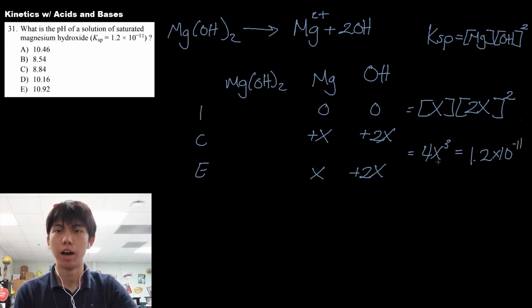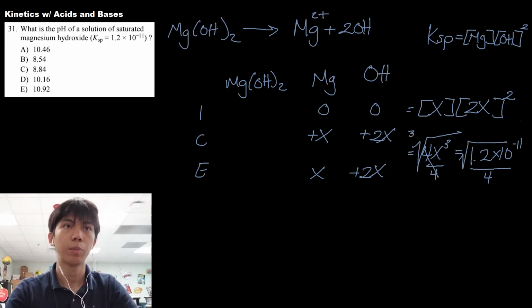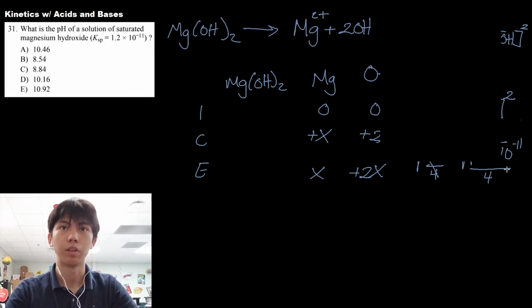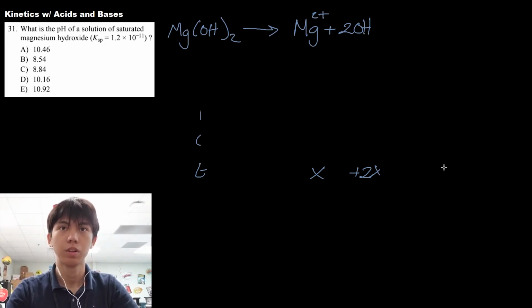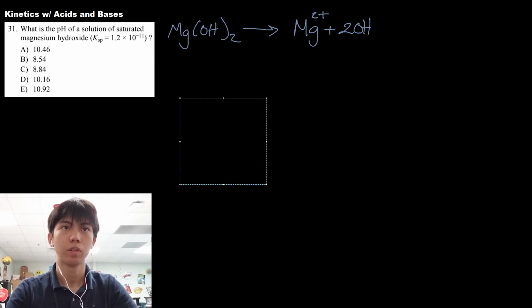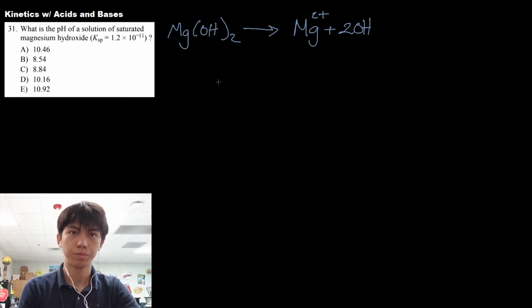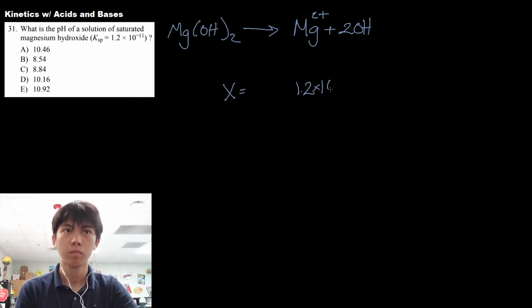And by setting up this equation, we could simply solve for x here. To solve for x, you divide each side by 4, and you take the cube root of both sides. So let's clean this up a little bit to make it cleaner in general. So x is now equal to this KSP over 4 and cube rooted, just like that.